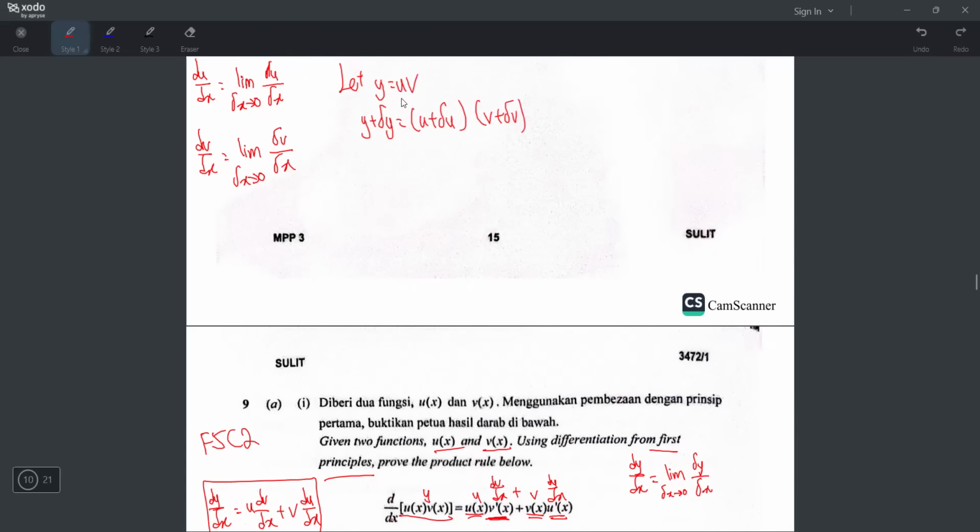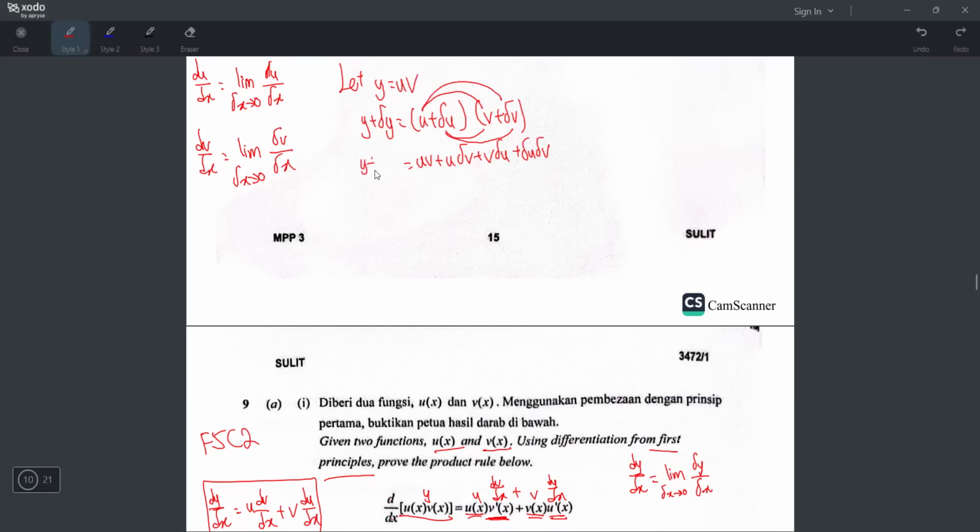So the first few steps you have to remember for the proving. That's the first step. Next step is you have to expand this. When you expand, u times v, you get uv. u times delta v, you get u delta v. Delta u times v will be v delta u. Delta u times delta v is delta u delta v.